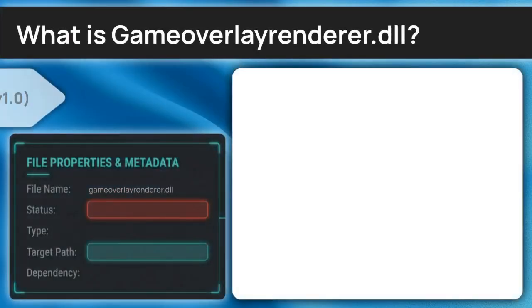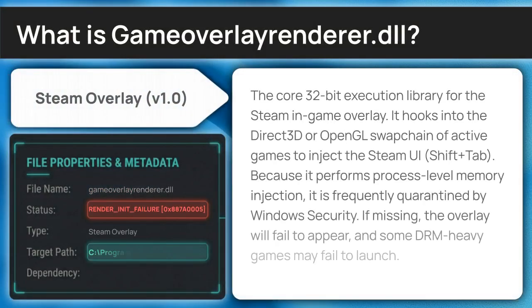This is the Game Overlay Renderer, the core 32-bit execution library for the Steam in-game overlay. It hooks into the Direct3D or OpenGL swapchain of active games to inject the Steam UI, Shift+Tab. Because it performs process-level memory injection, it is frequently quarantined by Windows security. If missing, the overlay will fail to appear, and some DRM-heavy games may fail to launch.